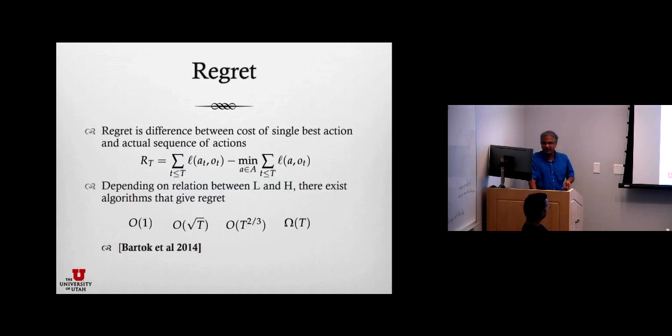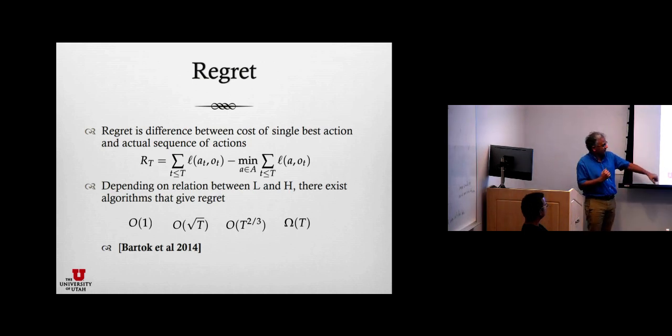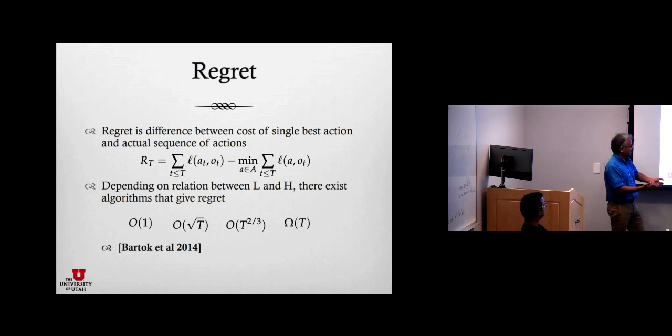And what does it mean to minimize loss? Well, you want to minimize regret, which is, again, a standard notion in online learning, of the best single action versus what you actually ended up paying. And there's a beautiful four-way dichotomy theorem by Bartok et al. that says that depending on the relationship between your loss matrix and your feedback matrix, you'll get one of these forms of regret. So if you're not familiar with machine learning, this is trivial, this is good, this is weird, and this is hopeless. I think that's technically what they're called: trivial, good, weird, and hopeless.